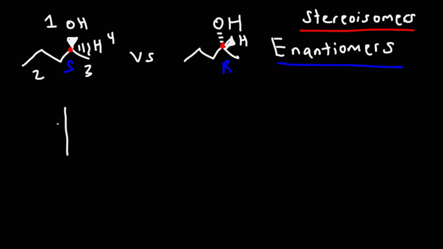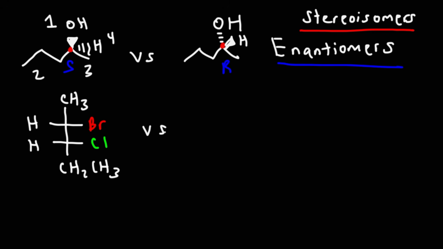Now, what is the relationship between these two compounds? So let's say we have a Fischer projection of 2-bromo-3-chloropentane. And I'm going to draw another one.